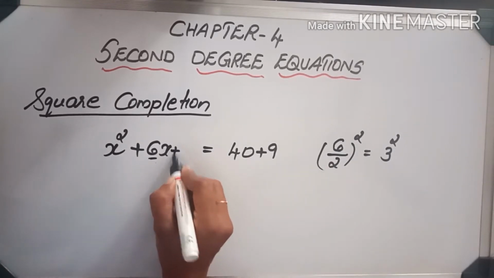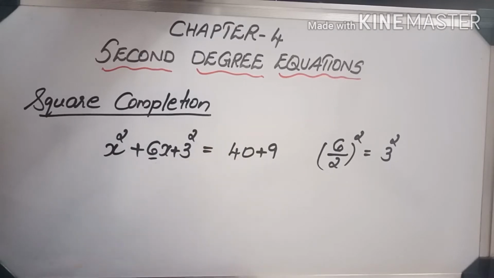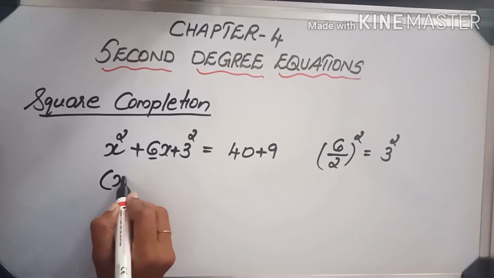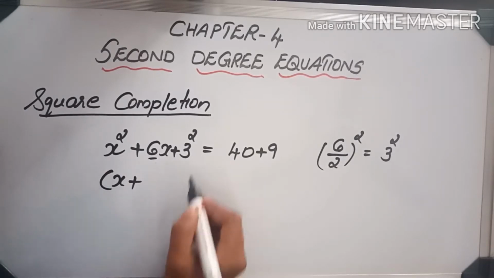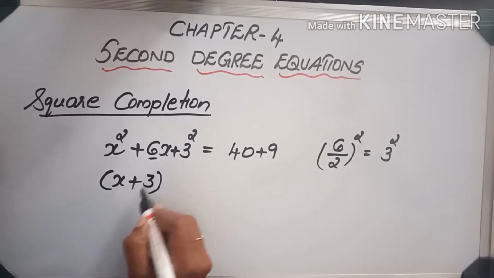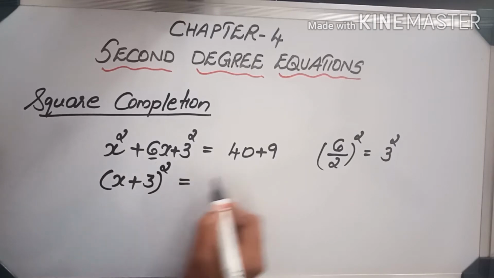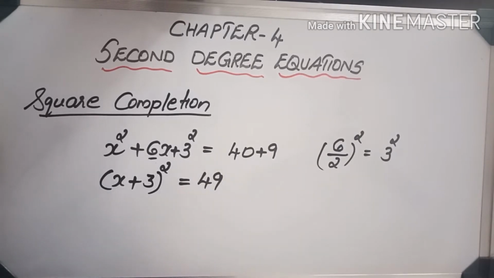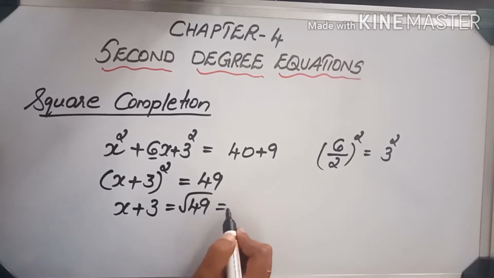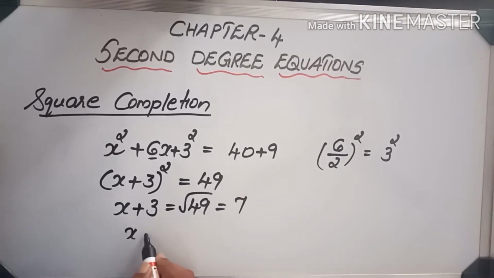Here also 3 square we need to add. Now in order to find the simplified form of this, both are positive, so x plus 3 square. 3 square means we can write this 3 here, so x plus 3 the whole square equals 49. Now we can find the value of x. How? x plus 3 equals, square comes to this side, it will be root 49. Root 49 is 7. So x is equal to 7 minus 3, that is 4, will be the answer here.